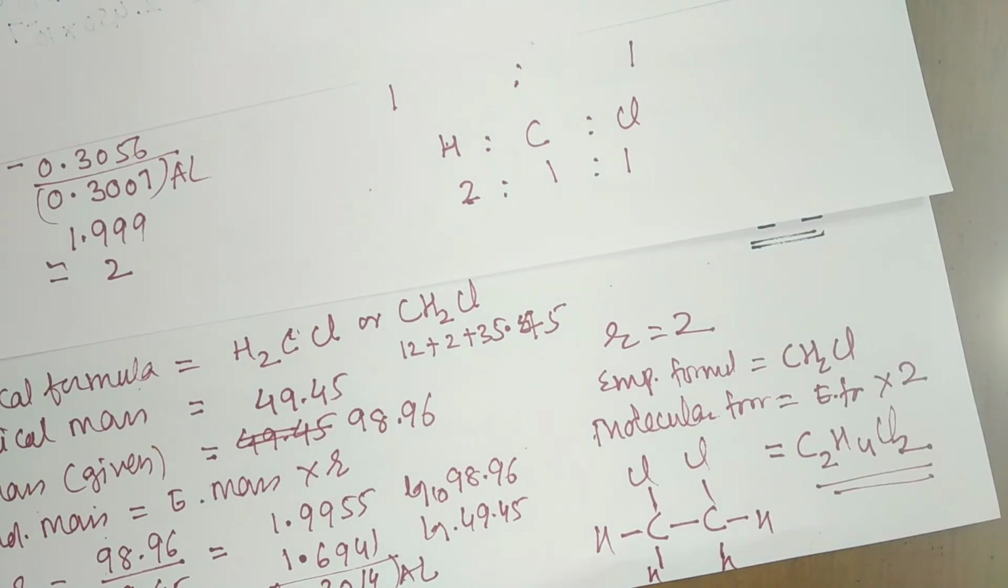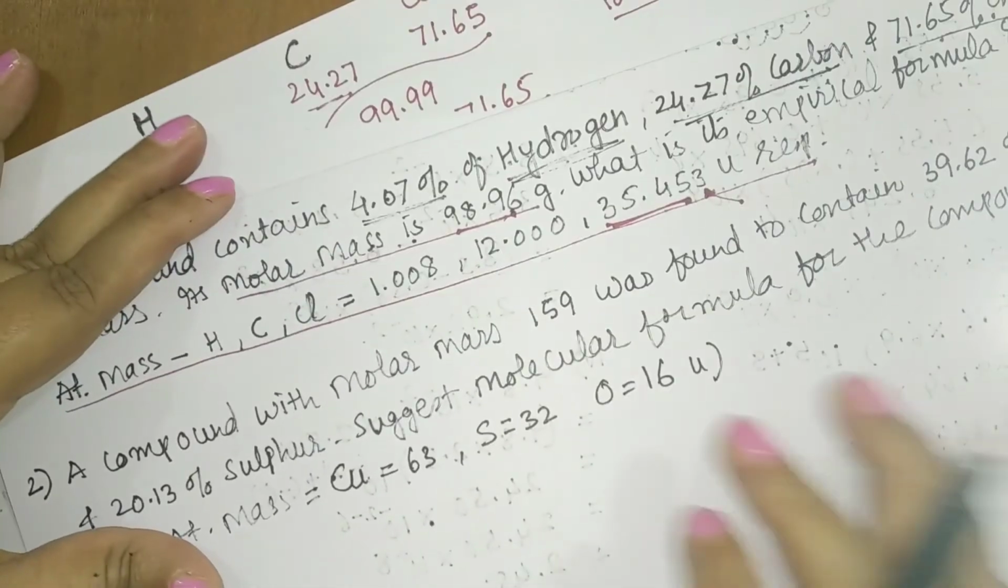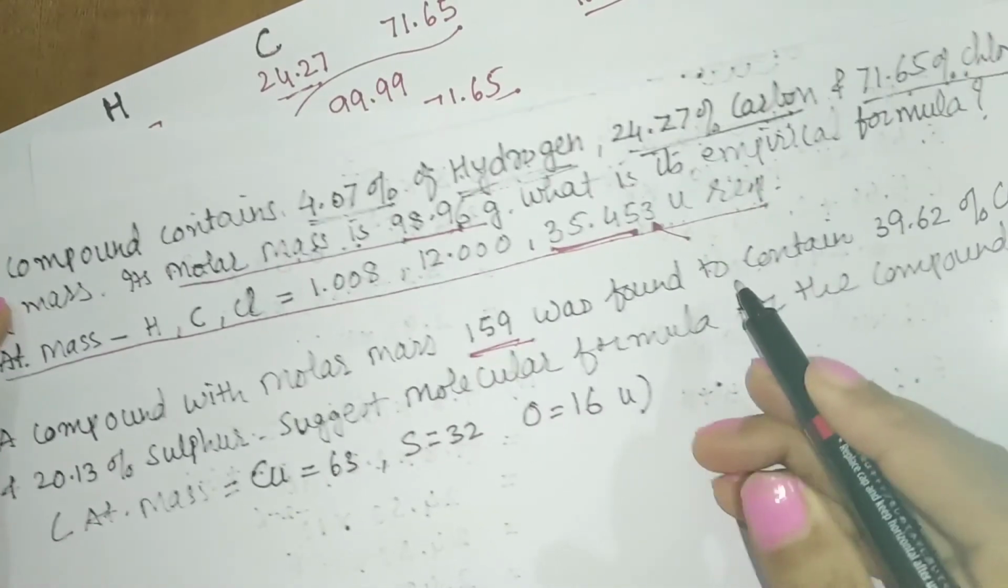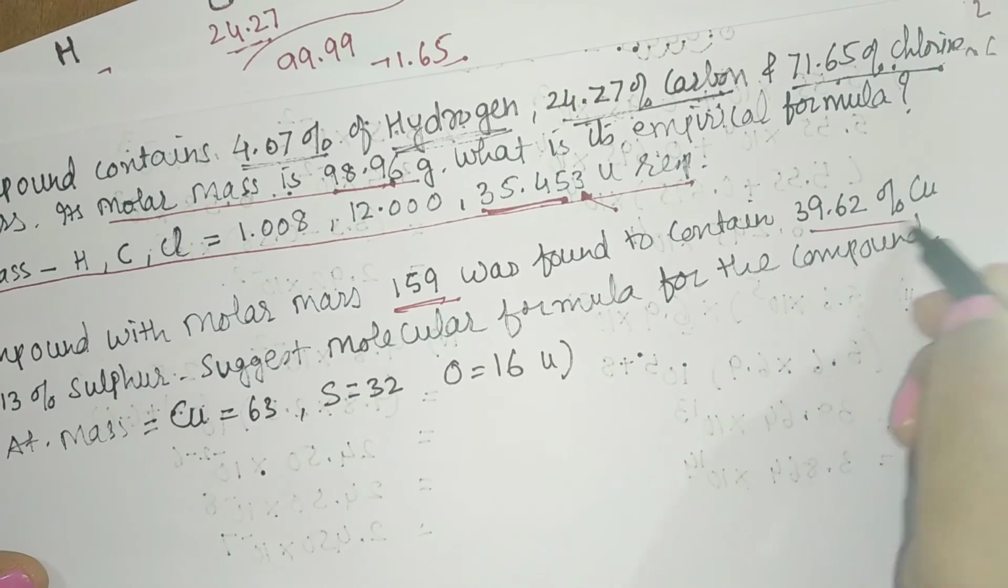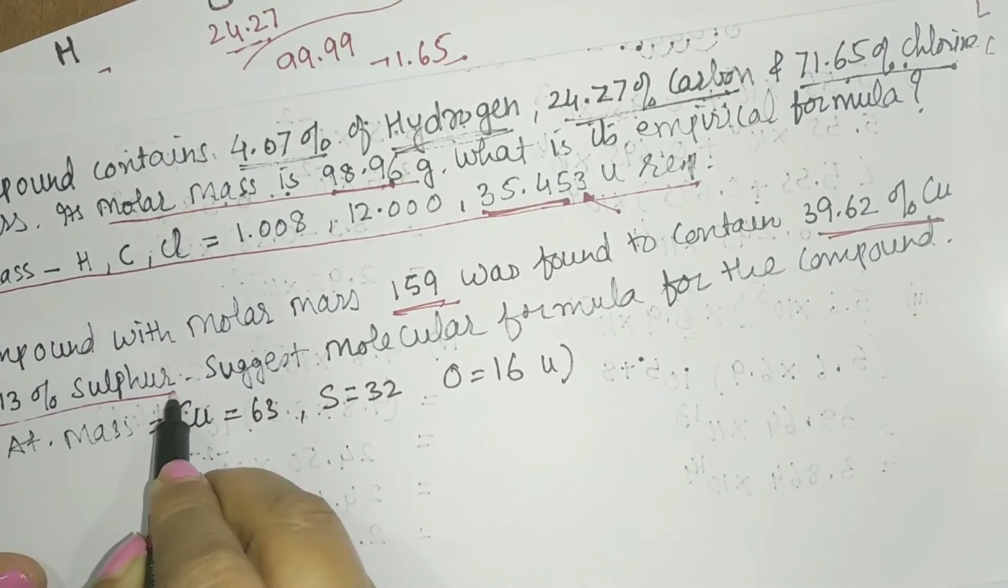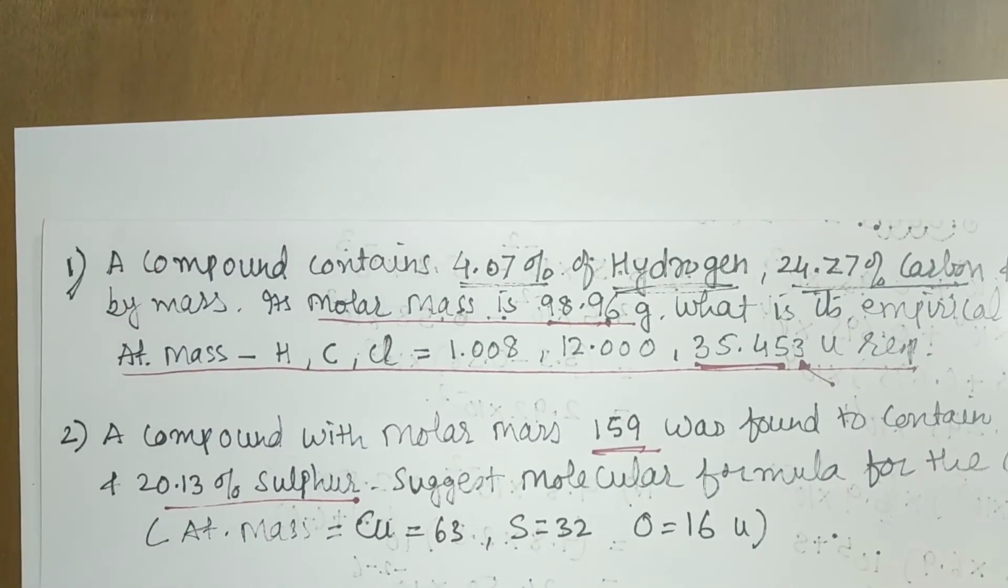Let us try one more problem, and now we will do that according to the steps. Now you will understand that better because we will be following the steps that we have used here. So let us start for the next problem. The next problem given here is a compound with molar mass 159 was found to contain 39.62% copper. So the first element here is copper and the second element here is sulfur. So let us start for the problem. You can solve this simultaneously, students. It will be a practice for you.